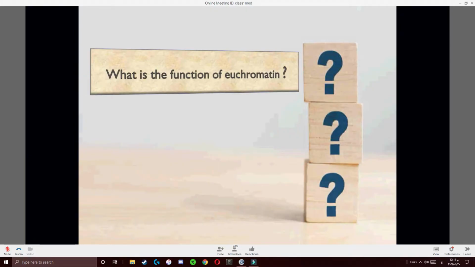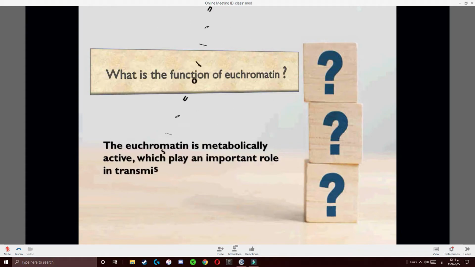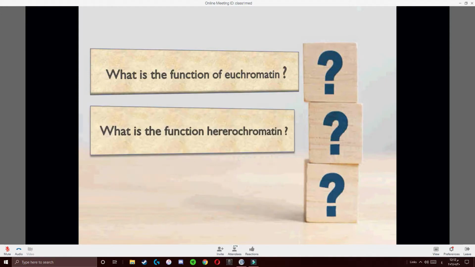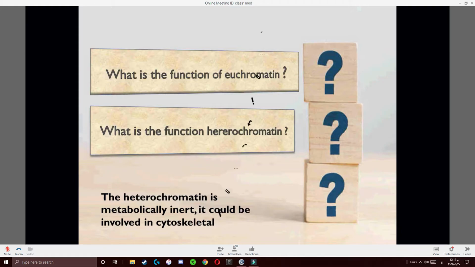What is the function of euchromatin? The euchromatin is metabolically active, which plays an important role in transmission of genetic information and in protein synthesis. إذا الإيوكروماتين هو اللي يكون أكثر فعالية يلعب دور في انتقال المعلومات الوراثية وفي عملية بناء البروتين. What is the function of heterochromatin? The heterochromatin is metabolically inert. It could be involved in cytoskeletal function.